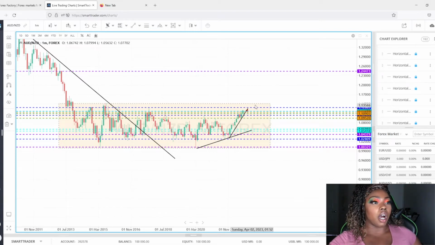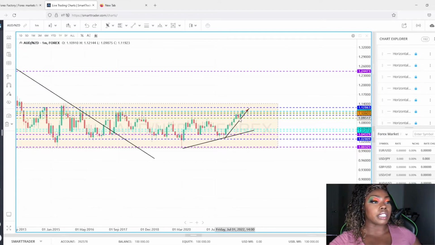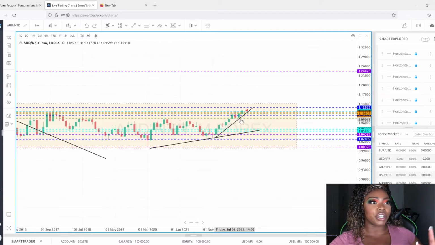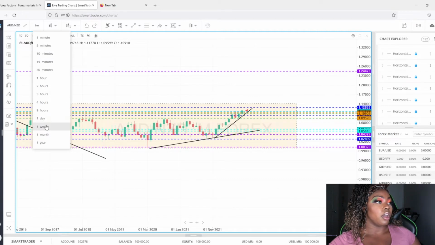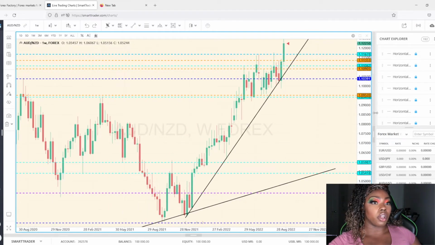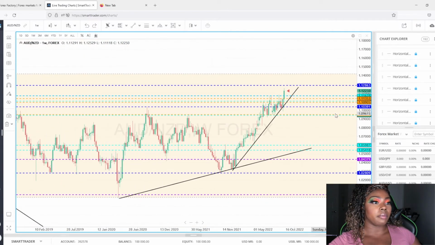But since the last lowest low, I guess the last directional change was here, and that was in 2020, which makes sense because it's when the pandemic hit. Basically, the Australian dollar has been going up against the New Zealand dollar. So that's why I dropped my trend lines here. So now, take a step back. We're going to go on our weekly time frame.